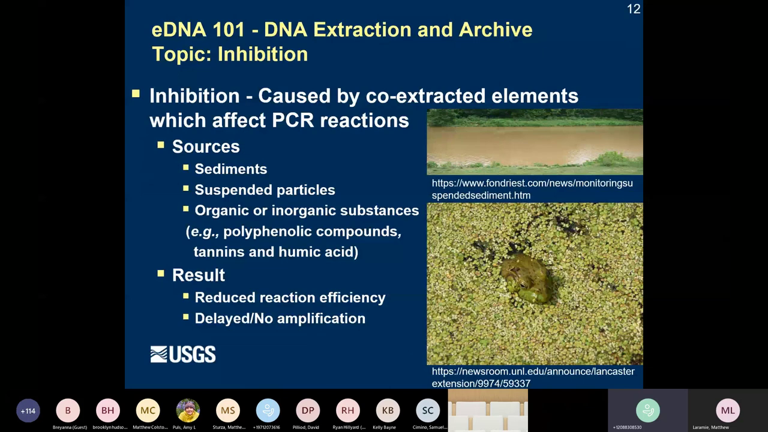At this point, I want to switch gears a little bit and talk about another aspect of this workflow, and that is PCR inhibition or sample inhibition, because this is something you could deal with at this extraction stage. Inhibition is caused by those co-extracted elements that I mentioned before, the sediments, suspended particles, and other substances, the polyphenolic compounds, tannins, humic acid, any of these things. Not all of our work can take place in crystal clear headwaters. So if we're sampling turbid waters, waters with a lot of debris, these compounds are definitely going to end up in the samples. If they remain there, they can lead to reduced reaction efficiency as well as delayed or even no amplification during analysis.